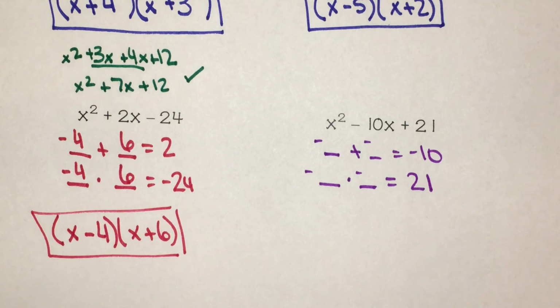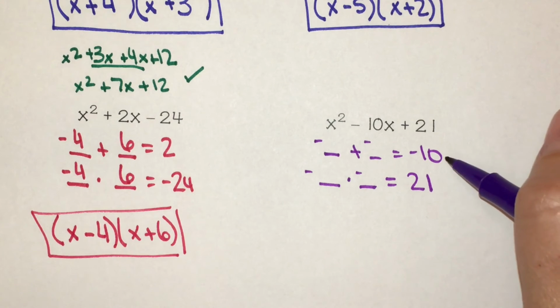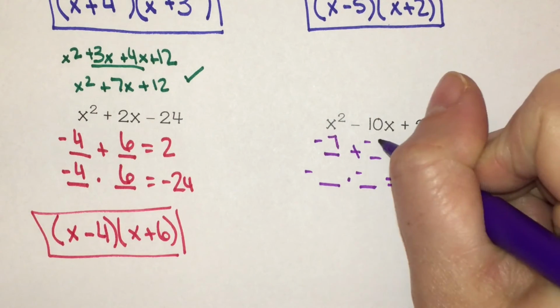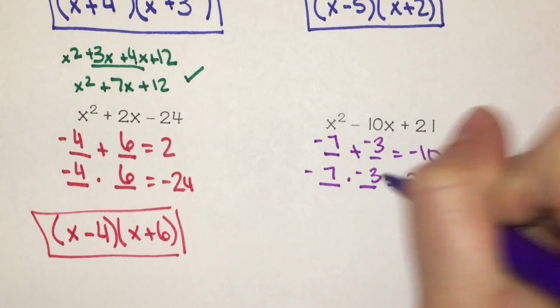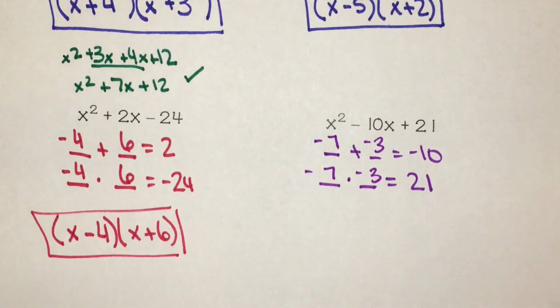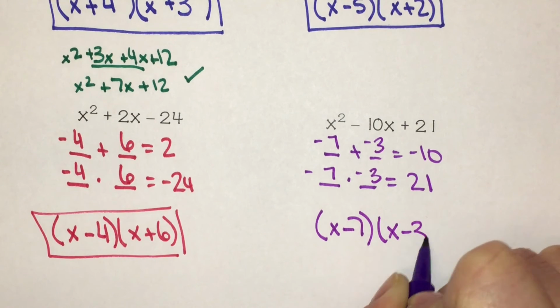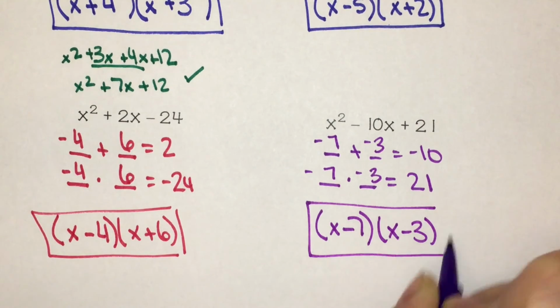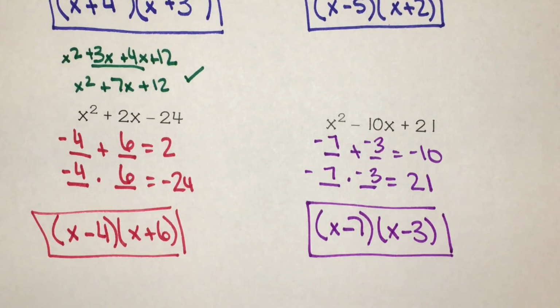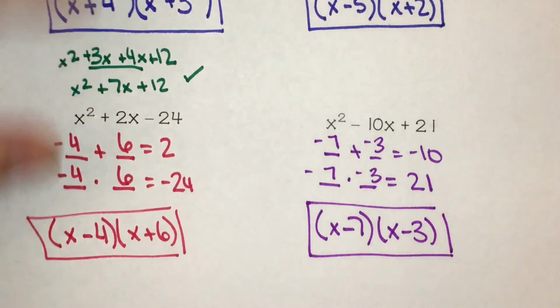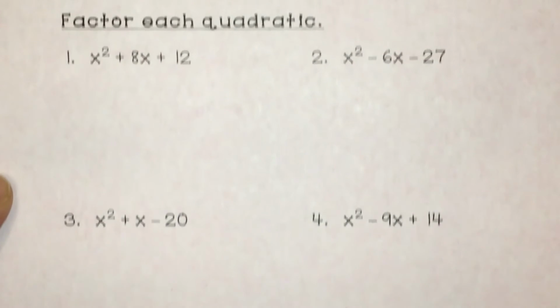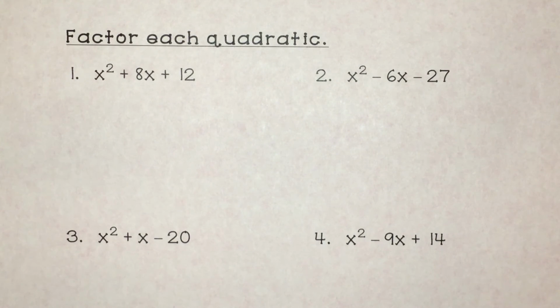We have negative 7 times negative 3. Well, if I add those together, I do get negative 10. So negative 7 and negative 3 will work for both of those. So it's x minus 7 times x minus 3. All right, hopefully those were fairly easy. This is the easier of the factoring quadratics. I'm going to give you a couple problems, see if you can do them on your own. And when you're ready, come back and I'll go through the answers with you.